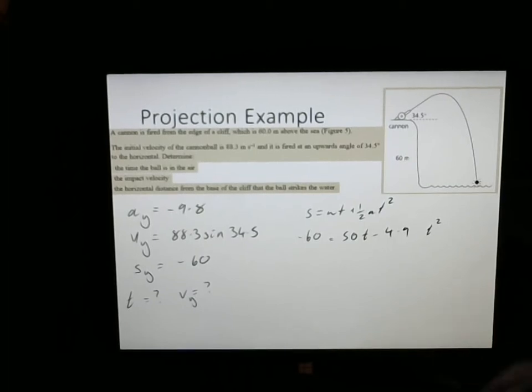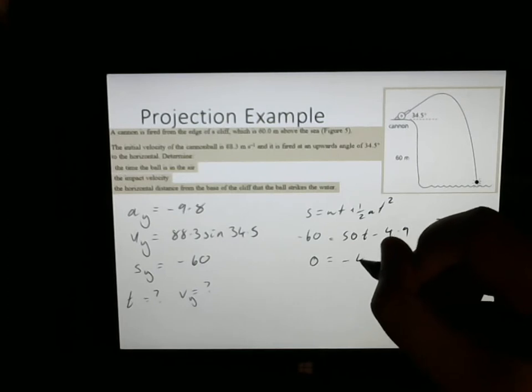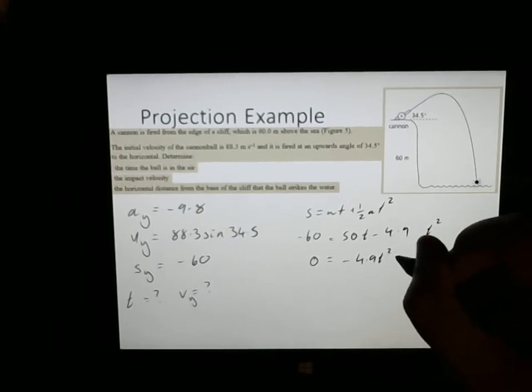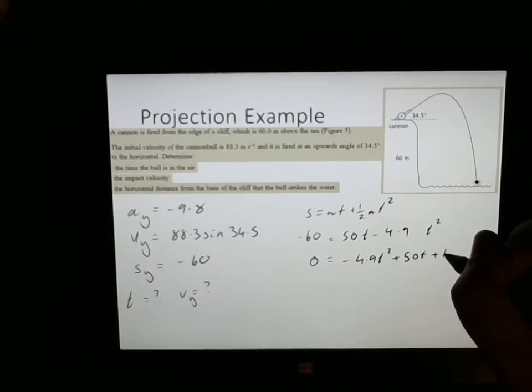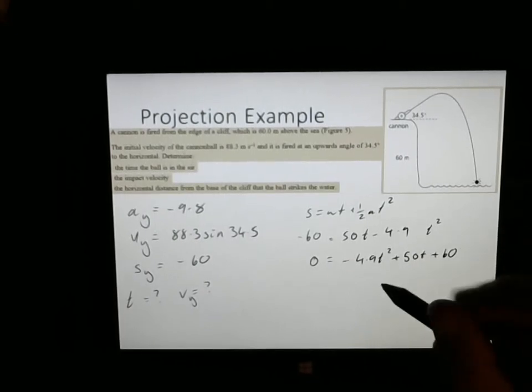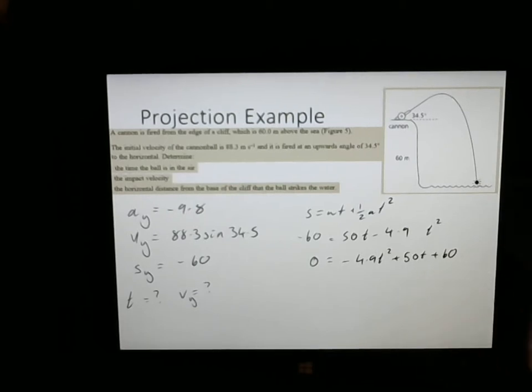So I'm going to need to turn this into a quadratic. 0 equals negative 4.9 t squared plus 50t plus 60. We've got this here. I could divide everything by 4.9, but there's not a common factor, so it's really not going to help too much here. We're just going to have to use the quadratic equation, and that is probably the hardest amount of math you have to do in this course.